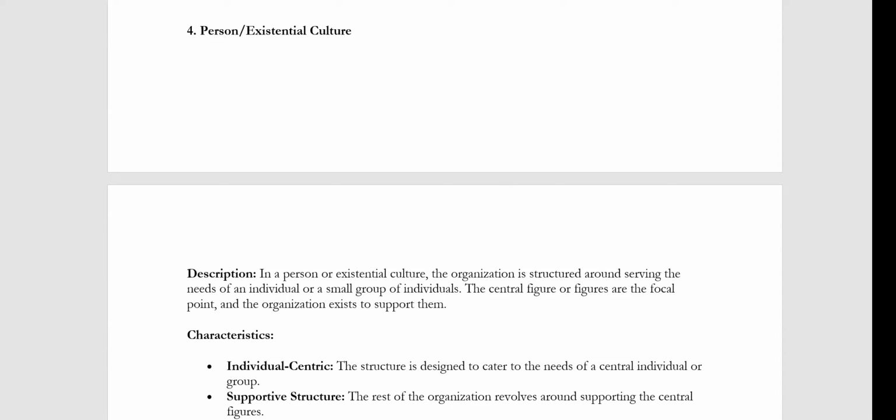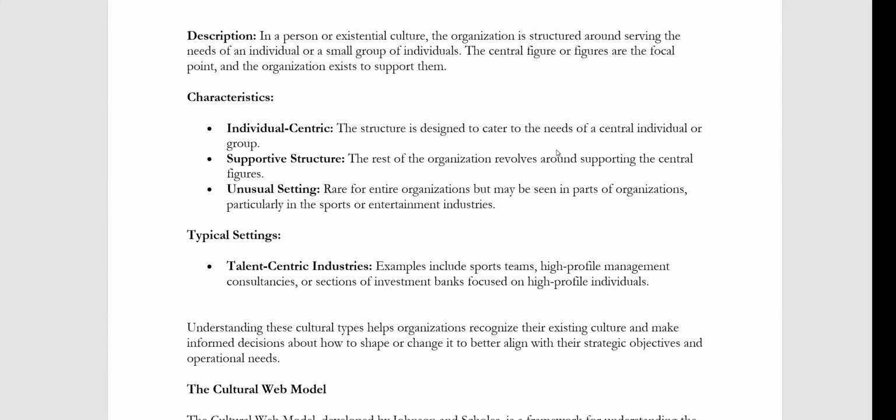You realize that with this one, it's not just focused on one person, right? Like the way we saw in the power culture, but a group of individuals, okay, they become the focal point. Without them, the organization cannot work. So the structure is designed to cater to the needs of the central individual or group, and there's a supportive structure. So the rest of the organization revolves around supporting the central figures, okay?